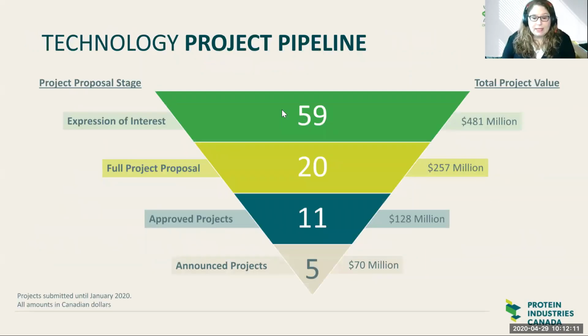To date, PIC has had 2 calls for projects. Our current status of our pipeline is 5 announced projects out of 11 approved investments that represent a current active pipeline of 20 projects. That was winnowed from 59 expressions of interest received from those 2 calls. The total project value includes both PIC investment and industry participant investment.